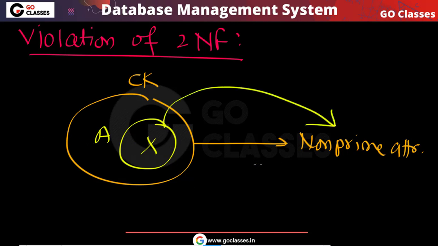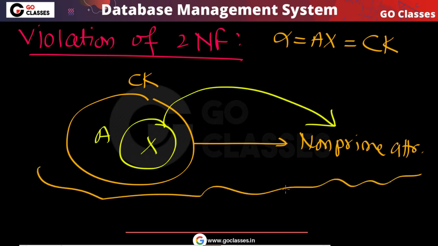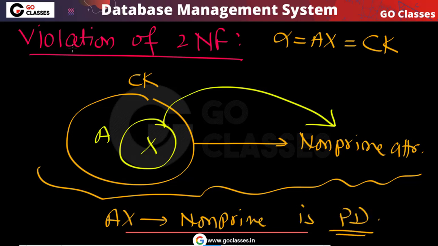What does it mean? Here alpha equals AX, and this is your candidate key. If AX determines this non-prime attribute, then this is a partial dependency. In this case the violation of 2NF will happen, meaning a proper subset of a candidate key is determining a non-prime attribute. This is the violation.